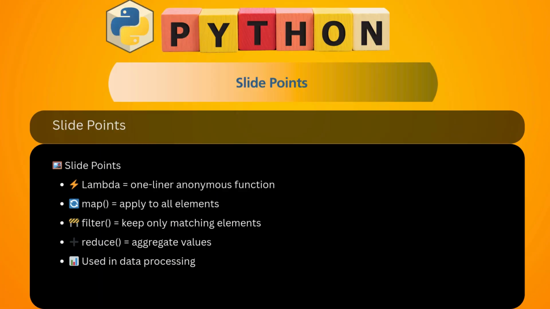Now we will see slide points. Lambda, one-line anonymous function. Map, apply to all elements. Filter, keep only matching elements. Reduce, aggregate values. That is a cumulative value used in data processing.